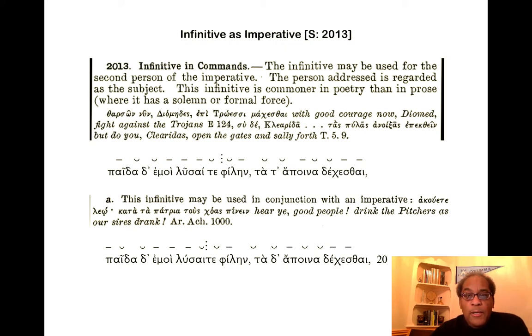So, in Ameis-Hentze's text, no, in Farr's text of the Iliad, Book 1, line 20, he prints two such infinitives serving as imperatives, where Chryses is addressing the Greeks and Agamemnon and Menelaus: paida d' emoi lysai te philen ta t' apoina dechesthai. And we see lysai, a first aorist infinitive, and dechesthai, present infinitive, being used here with the force of imperatives.